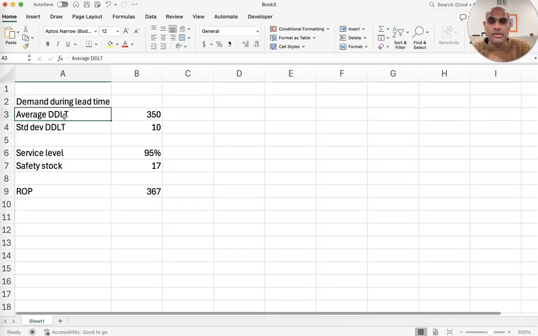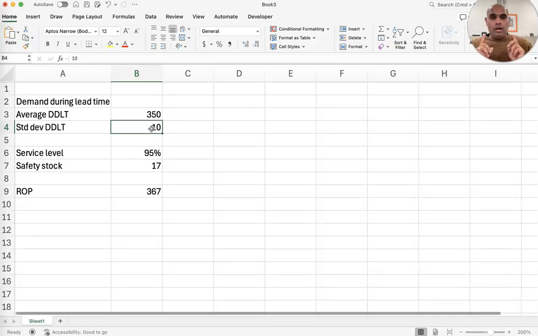But that's not the case here. Now, the important thing to remember is that this 350 and this 10 are the demand and standard deviation for the whole of the lead time. So let's say lead time is 10 days. You're saying that over those 10 days, on average, demand is 350 and the standard deviation of demand is 10 for all those 10 days put together. Okay.